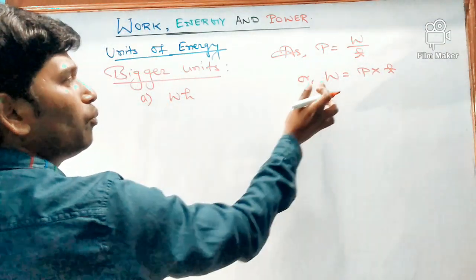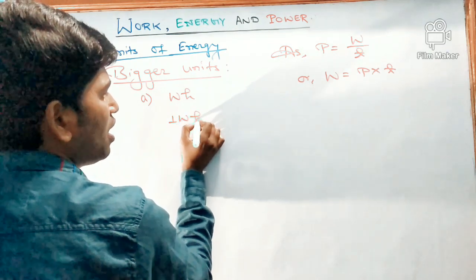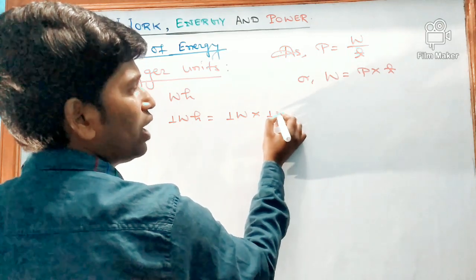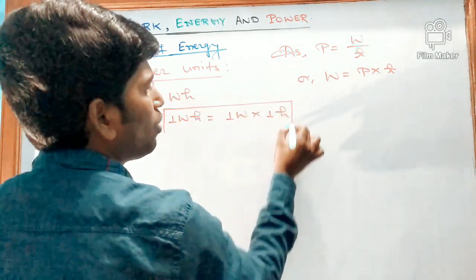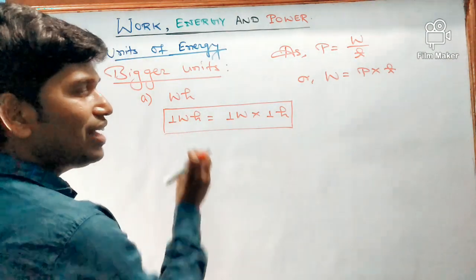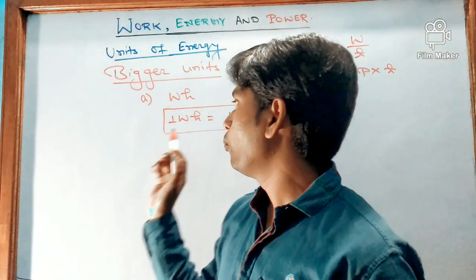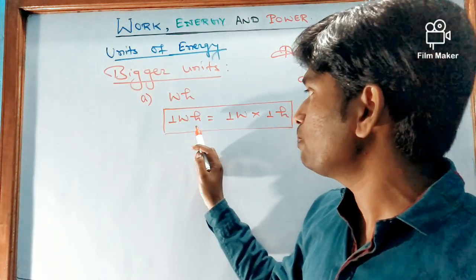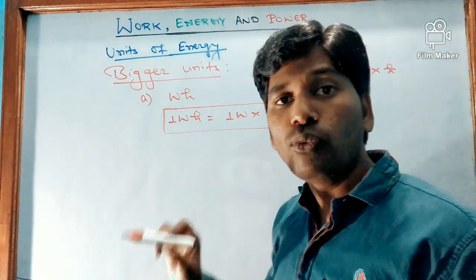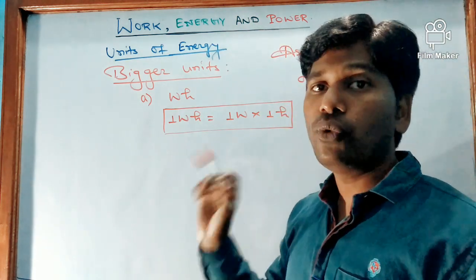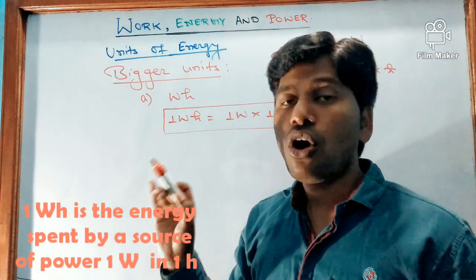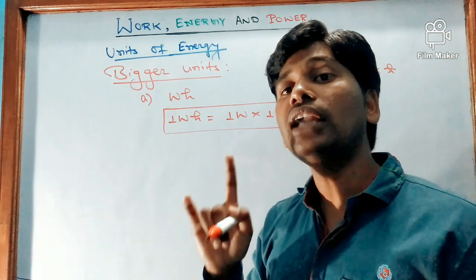So we can write 1 watt hour is equal to power of 1 watt done in 1 hour. So what is 1 watt hour? We can define it: 1 watt hour is the energy spent by a source of power 1 watt in 1 hour.